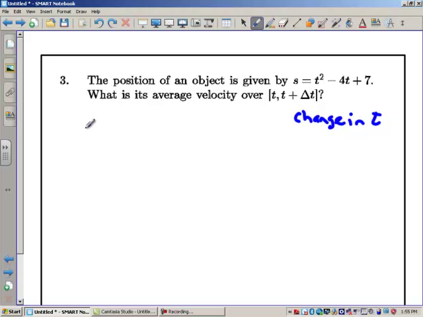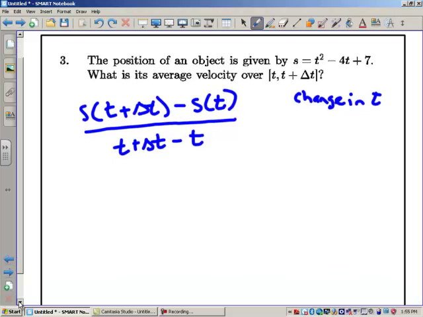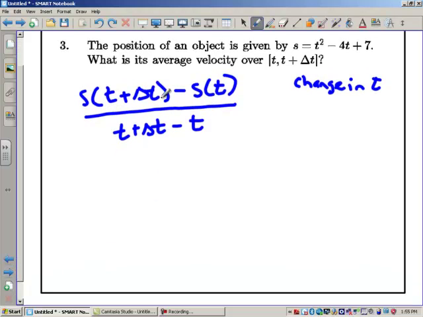We want to do s of t plus delta t minus s of t, because my function is labeled by s, all over t plus delta t minus t. So it's like y2 minus y1 over x2 minus x1. So let's keep going with that. Now, s of t plus delta t means plug t plus delta t into this equation.